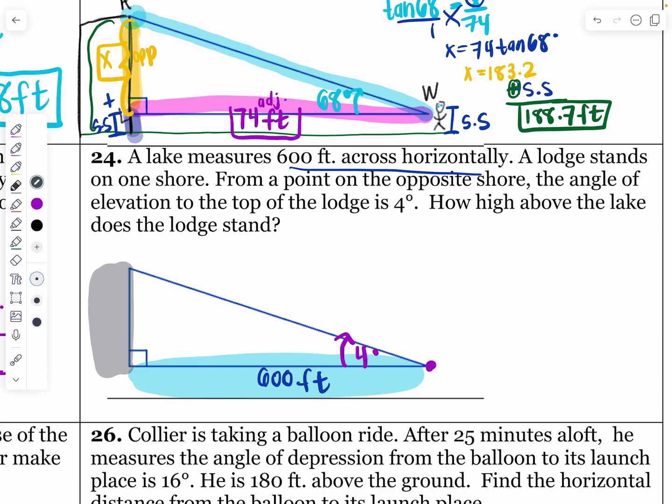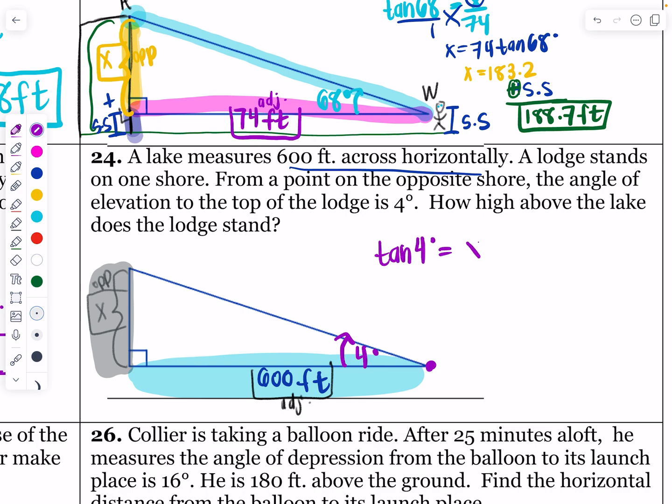So again, this is going to be a common thing we're doing. We're trying to find heights. We're trying to find how tall is this lodge. So from the 4 degrees, this is opposite. And then our lake is the horizontal distance. That is our adjacent. So we're going to be using some more tangent here. So this 4-degree angle is going to be the tangent of 4 degrees is equal to opposite over adjacent, x over 600.